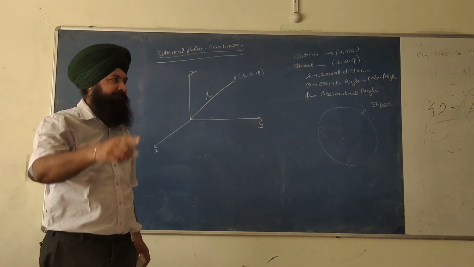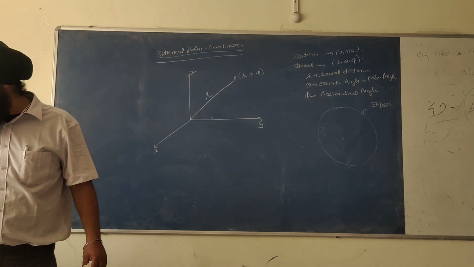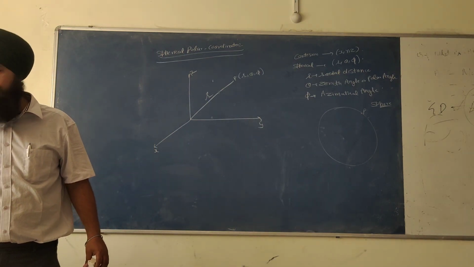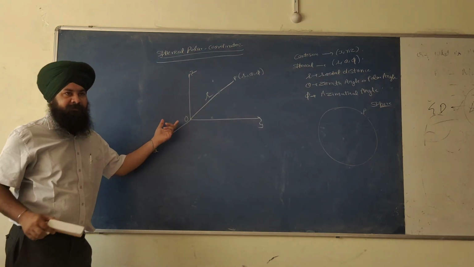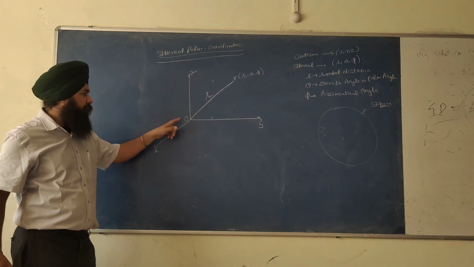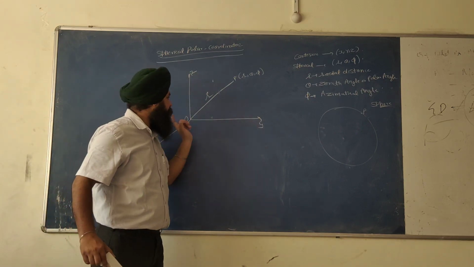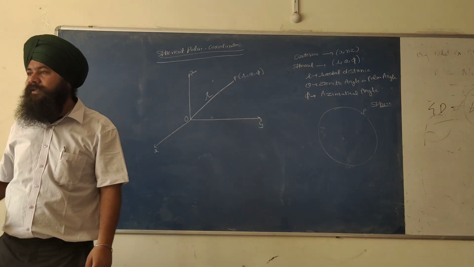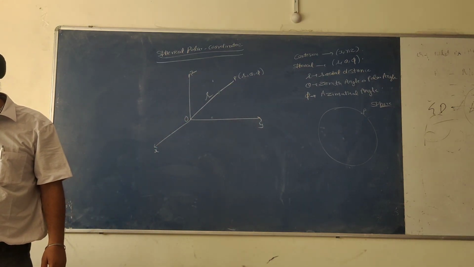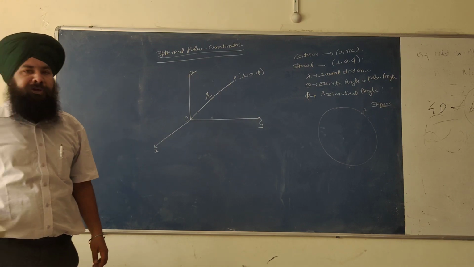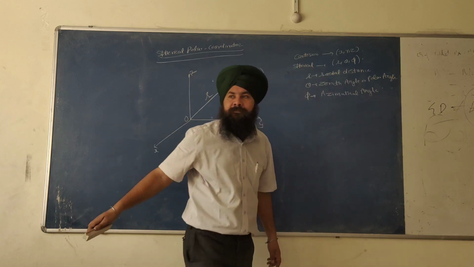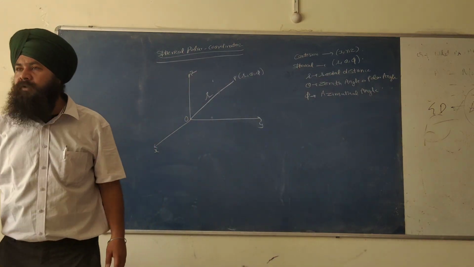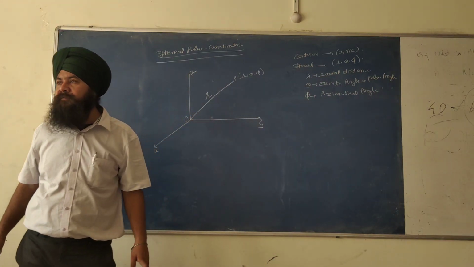Second point is, let OX, OY and OZ be 3 axes. This is O. O is called the origin of the coordinate frame. OX, OY and OZ are 3 mutually perpendicular axes drawn from center O.